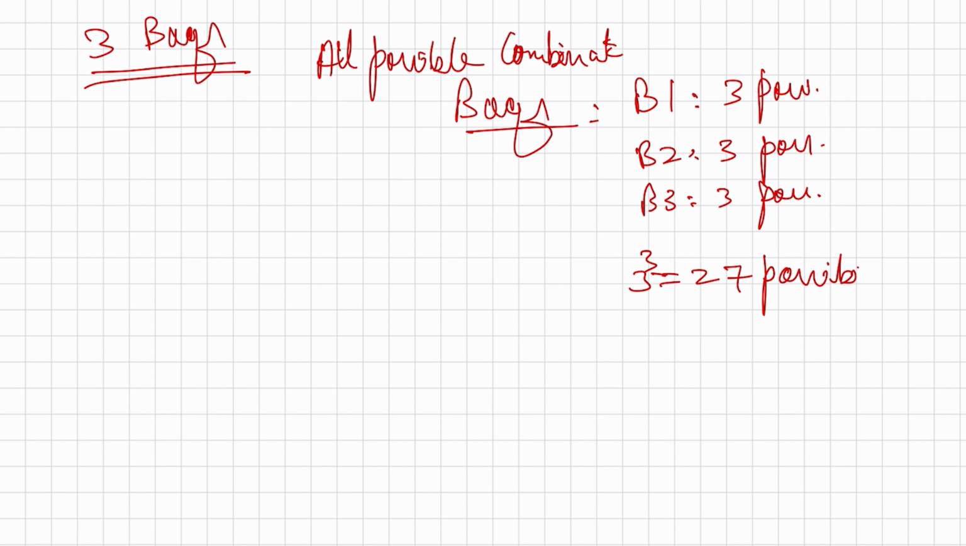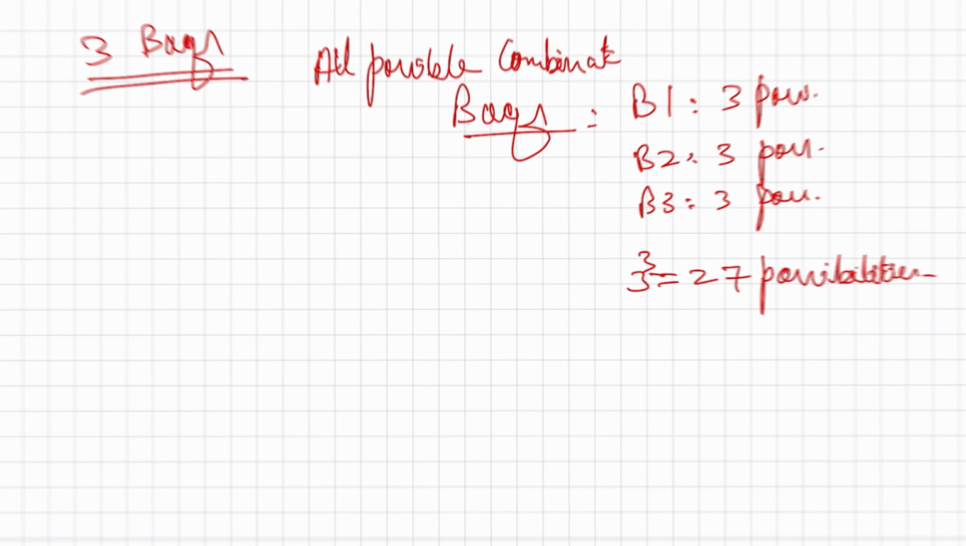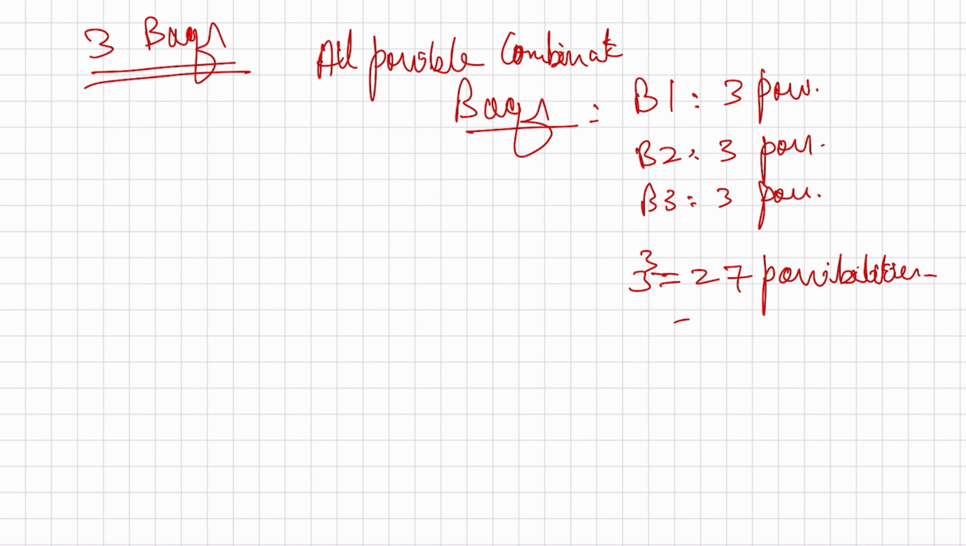27 possibilities, right? So basically, we need to pick up the coins from these three bags in a way such that the range of weights captured by these coins together is able to capture 27 possibilities, right? Okay, so we see there are 27 possibilities.